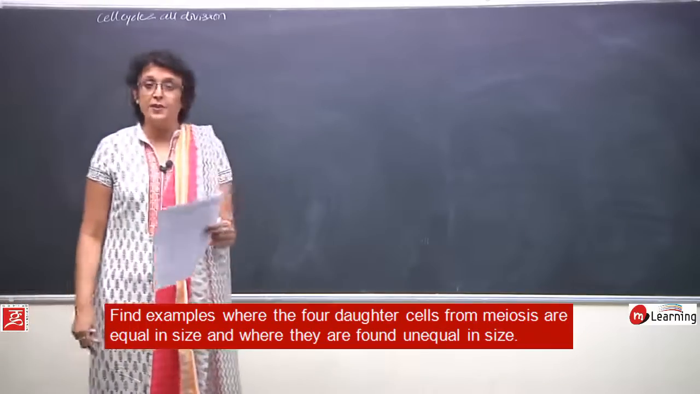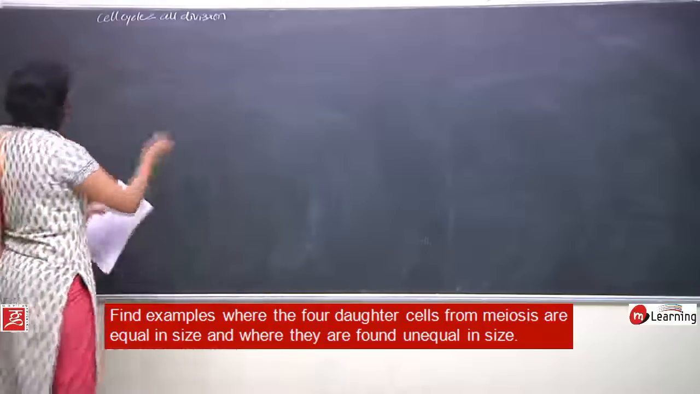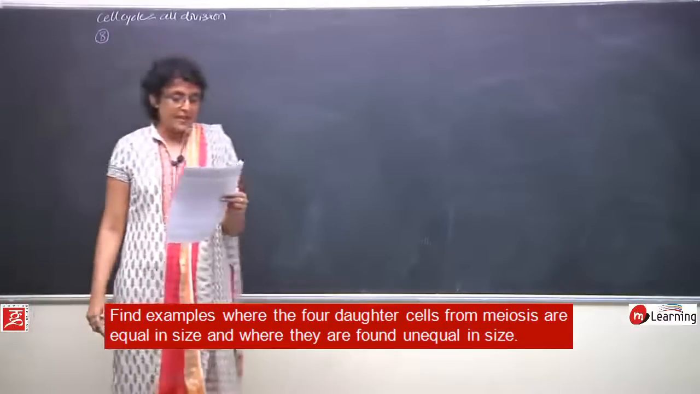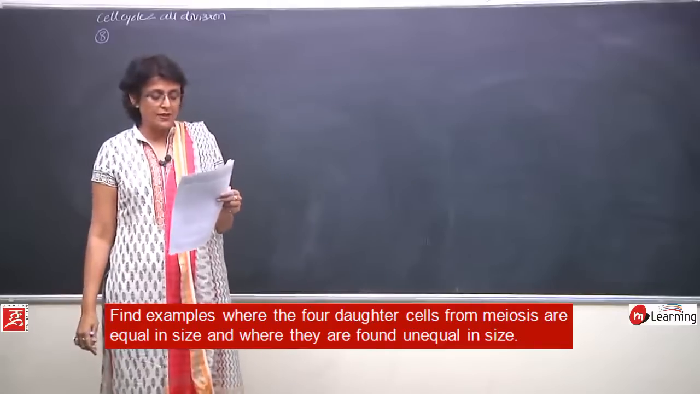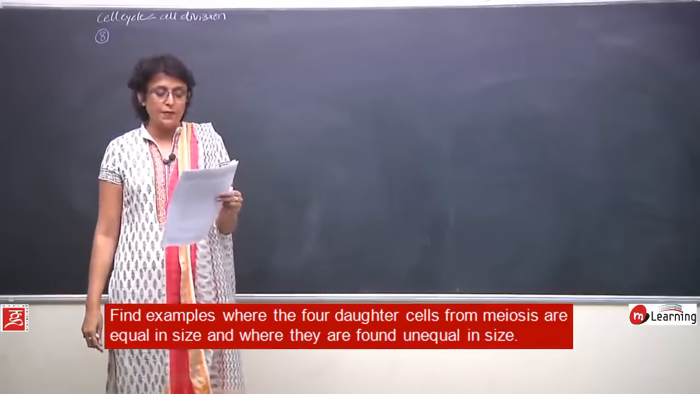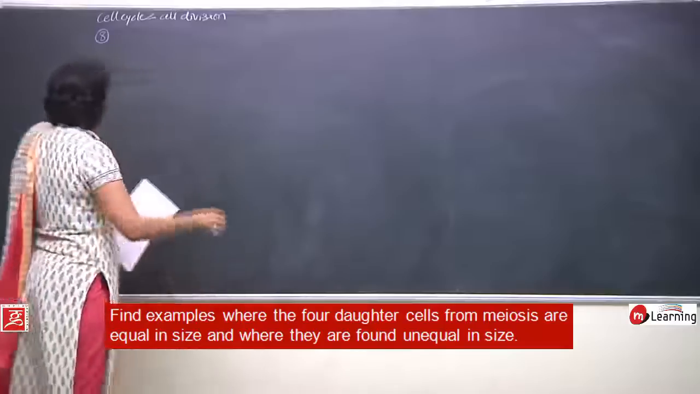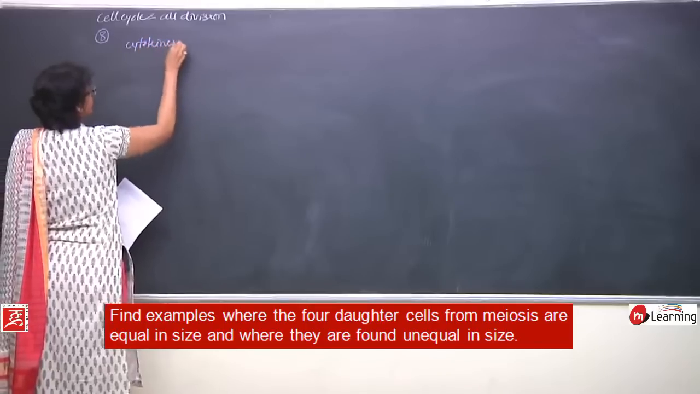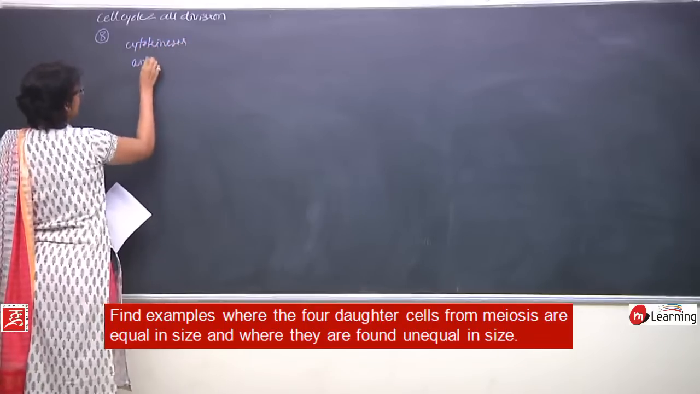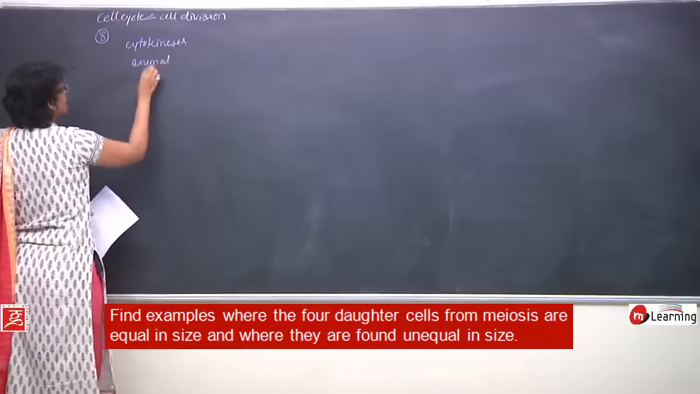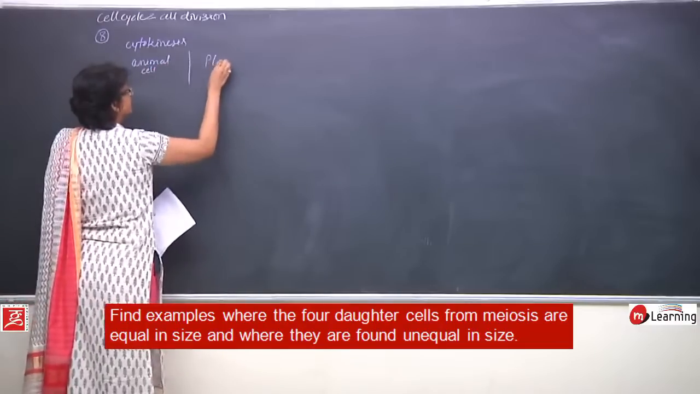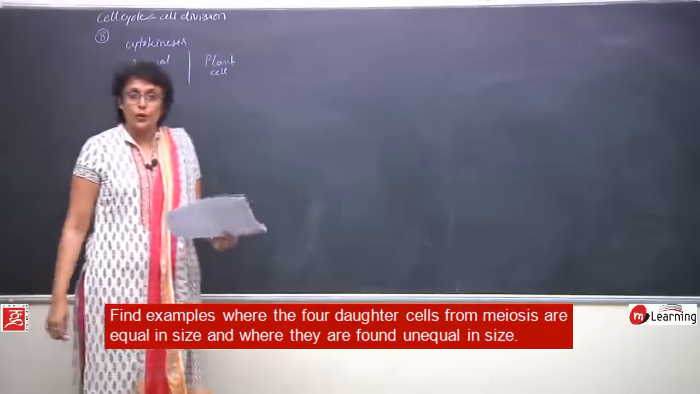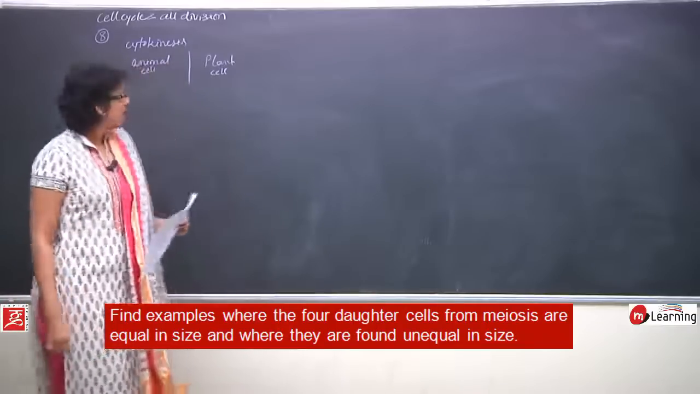Let us take the next one, that is question number 8. Question number 8 is, how does cytokinesis in plant cell differ from that in animal cell? So here we have to talk of cytokinesis in animal cell and plant cell. And how are these two processes different?